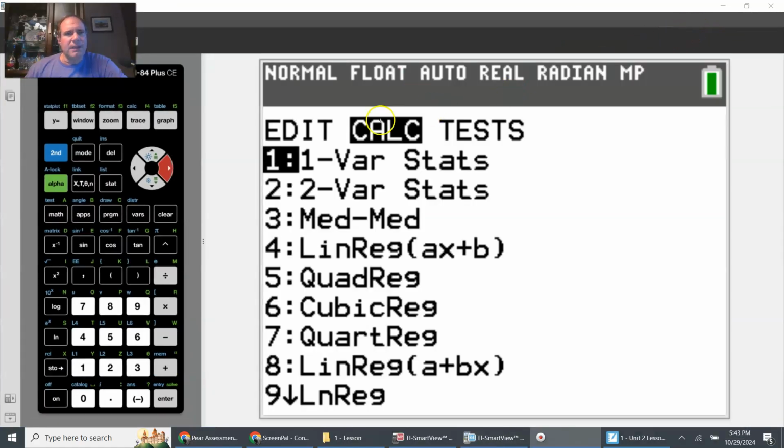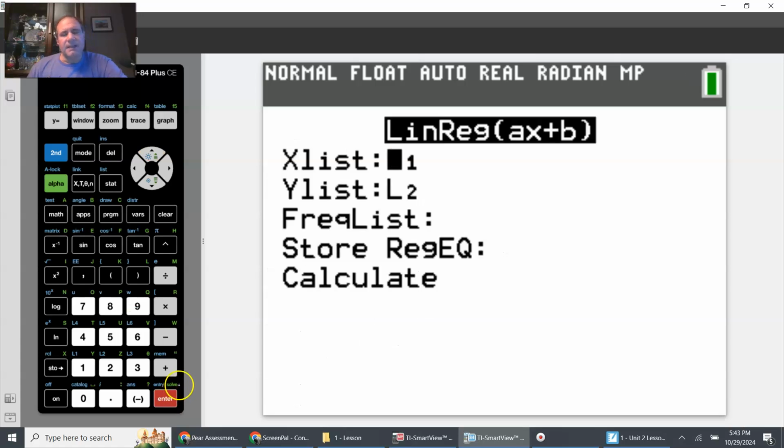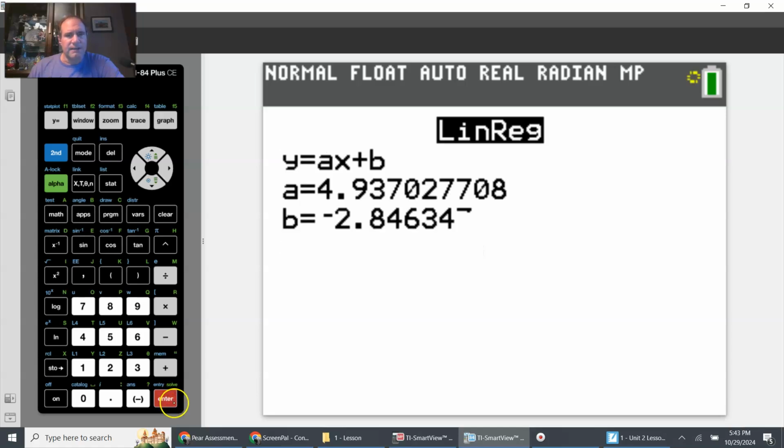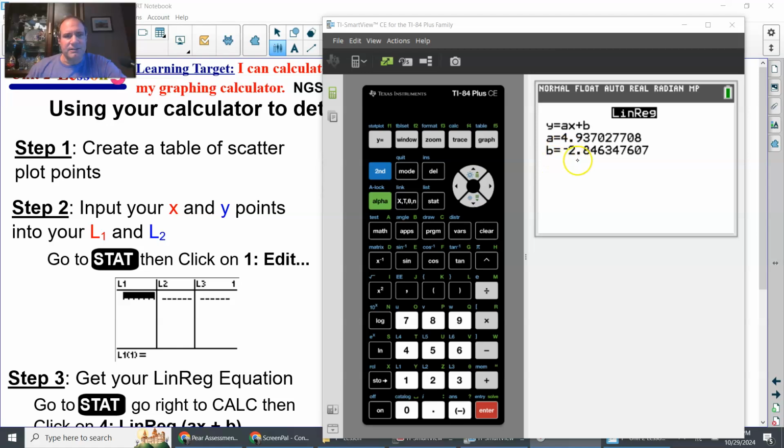So once you get to this screen, press 4 or go down to 4. So I'm just going to go down to 4, and I went way past 4, and then press enter. Then you'll see X list, press enter, L2, press enter, enter, enter, keep on going down to calculate, and there's your answer. All right, or answers. Your A is your slope, your B is the y-intercept.